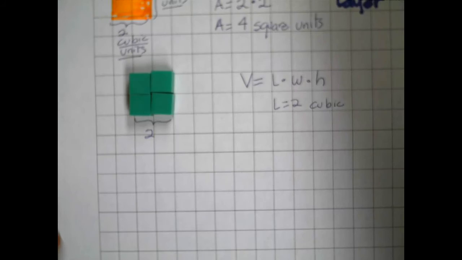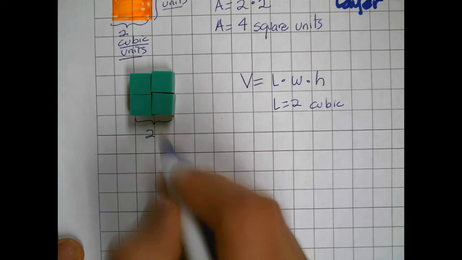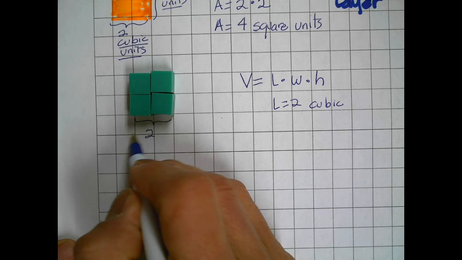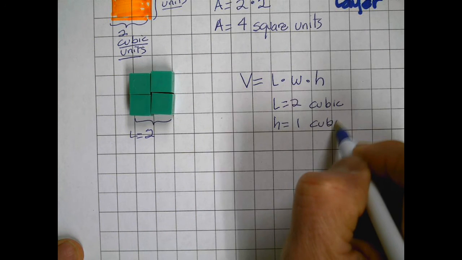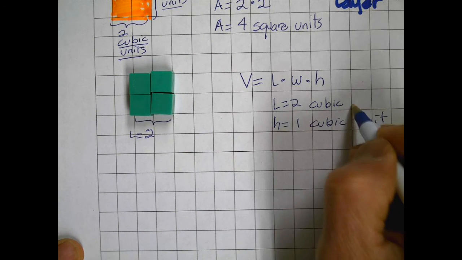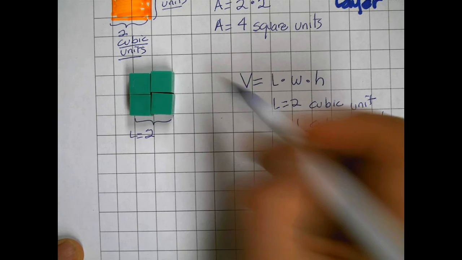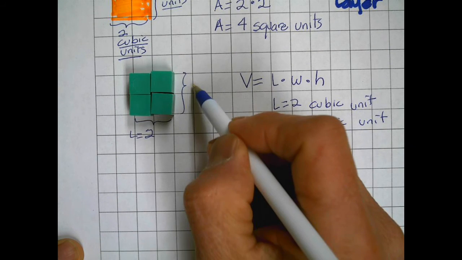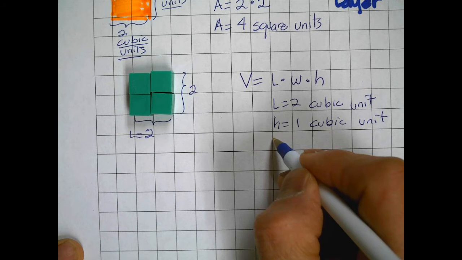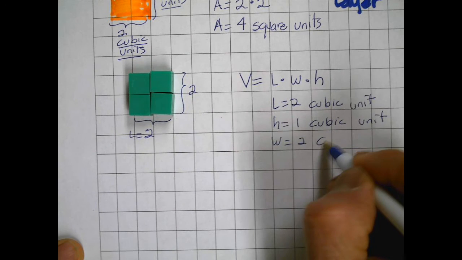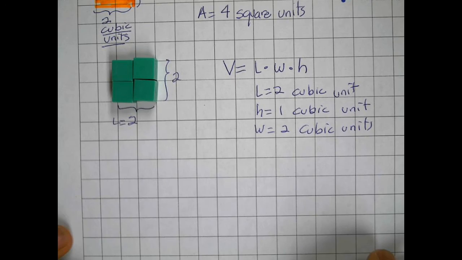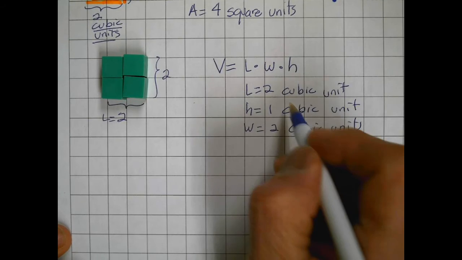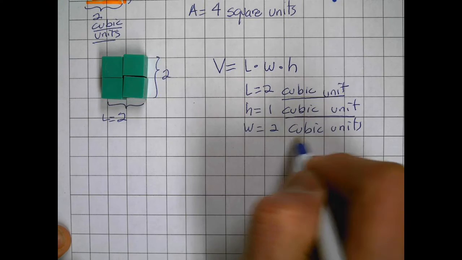Let's move back up to the 1 dimension. If you pay attention, like I said, the length is 2 cubic units. The height is 1 cubic unit, and the width, which is this one right here, is 2 cubic units. Now, I cannot emphasize this enough. This is 1 dimension, 2 dimensions, 3 dimensions.